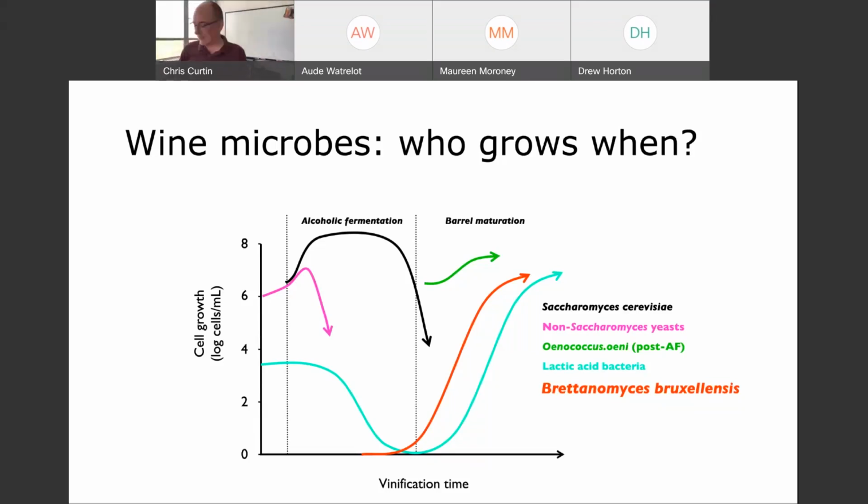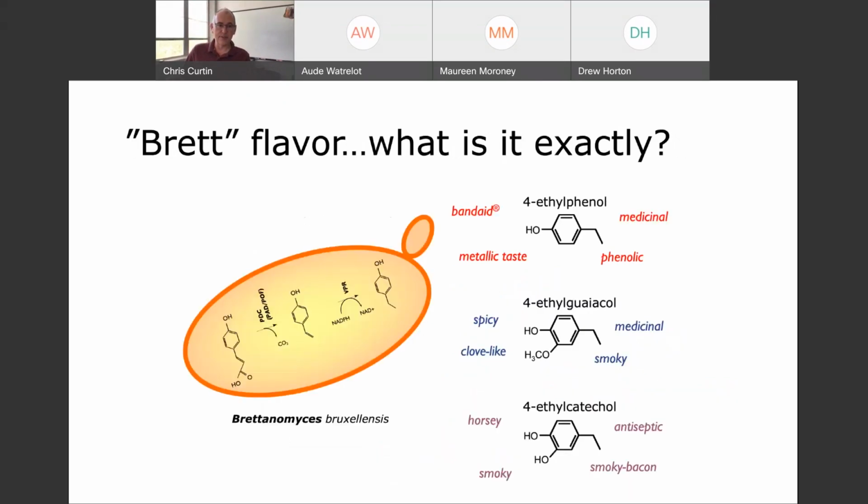And I won't talk about acetic acid bacteria, but again, it's kind of showing up around the same time. It's going to be a problem in barrel, or usually only if a bung blows off a barrel, or can be a consequence of cork failure. So for the rest of the talk, I'm going to focus on Brett. Just to reiterate what Brett is exactly.